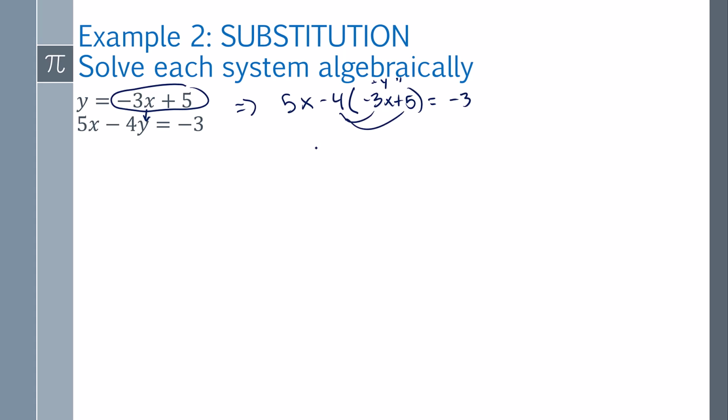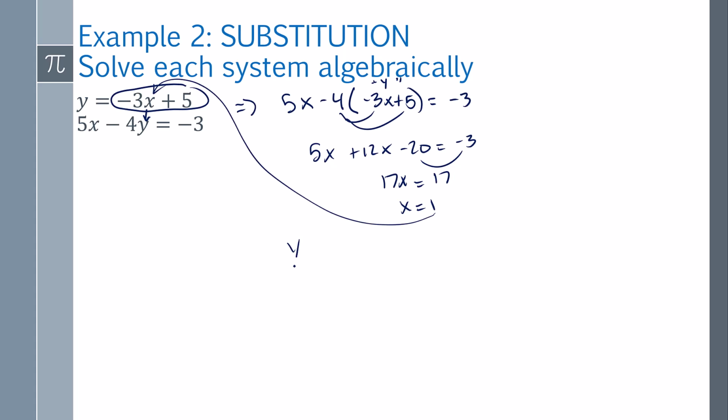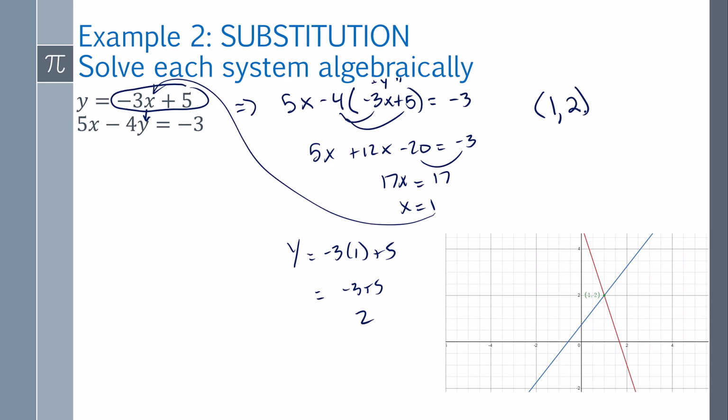So distribute, so 5x plus 12x minus 20 equals negative 3. So add 20, combine those together. So that's going to be 17x equals 17, and so x equals 1. So now plug it back in. I feel the top equation again is going to be the easiest. So y equals negative 3 times 1 plus 5. And so that's going to equal negative 3 plus 5, which is 2. So remember, this represents where the two lines intersect. And so we have to write it as a point. And so visually, if we were to graph both of them, as you can see, they intersect at 1, 2.